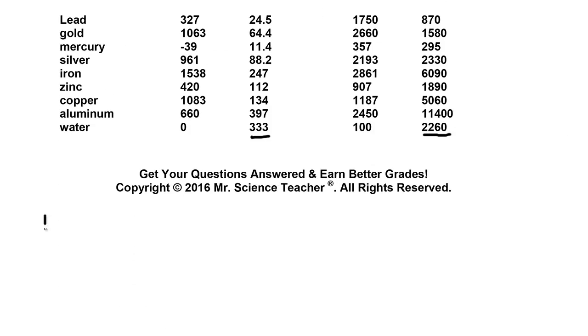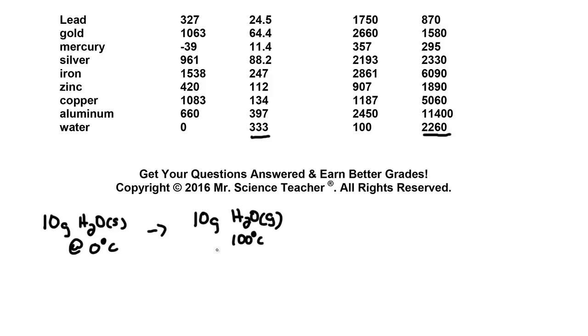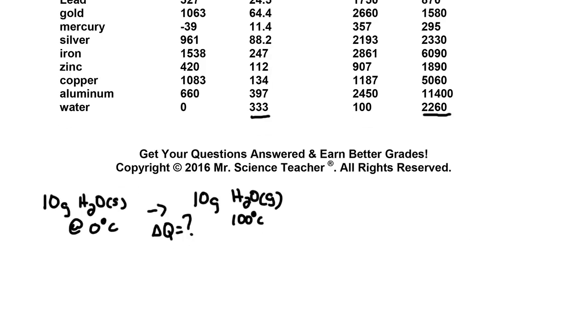Let's say we have 10 grams of ice at 0 degrees Celsius. So 10 grams of water in the solid state, and so it's at 0 degrees Celsius. And now let's say we want to take this 10 grams and we want to have water that's in the gas state at 100 degrees Celsius. And we want to ask ourselves, how much energy does that take? What is the delta Q? All right, so this is the question.